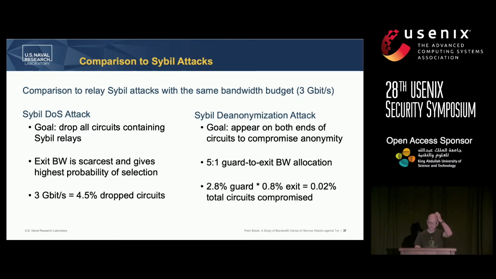So with this allocation, the attacker can appear as a guard in circuits 2.8% of the time and as an exit in circuits 0.8% of the time for a compromise rate of 0.02% of all the circuits. So compared to our attacks, our attack works across the entire network on all circuits that are built, whereas these attacks are a little bit more nuanced in how they function.